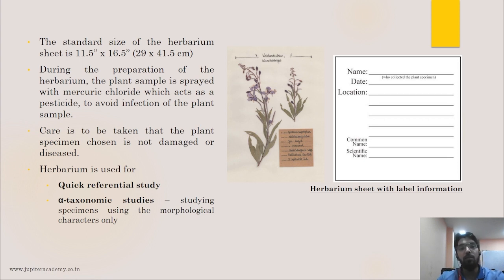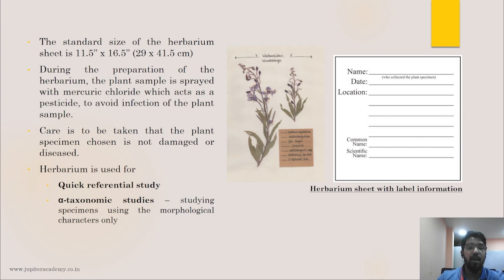During the preparation of this herbarium sheet, the plant sample is sprayed with mercuric chloride, which acts as a pesticide. Obviously a plant is a living organism, so once it is plucked and placed on the sheet, microorganisms, be it bacteria or fungi, might attack the plant and try to eat it off. So to avoid the degradation of the plant, we spray it with mercuric chloride, which kills all the insects, bacteria or fungi which might infect the plant, thereby preserving the plant.